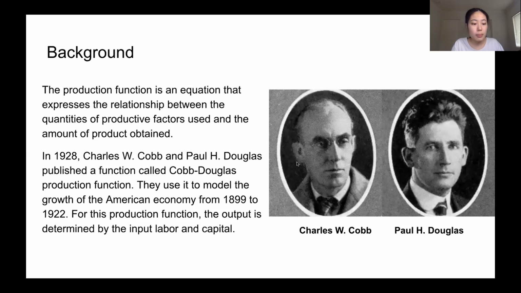To introduce some background, the production function is an equation that expresses the relationship between quantities of productive factors used and the amount of product obtained. In 1928, Charles Cobb and Paul Douglas published a function called the Cobb-Douglas production function. They used it to model the growth of the American economy from 1899 to 1922. For this production function, the output is determined by the input labor and capital.